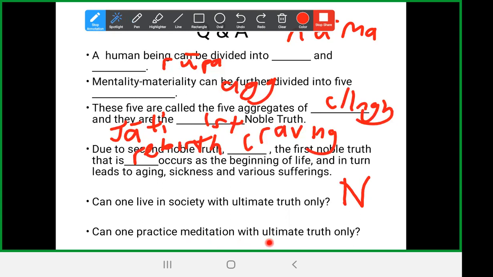Next one. Can you practice meditation with ultimate truth only? Yes or no? No. Why? Rupa is a concept. Okay, Rupa is a concept. Besides this, what else is the answer?